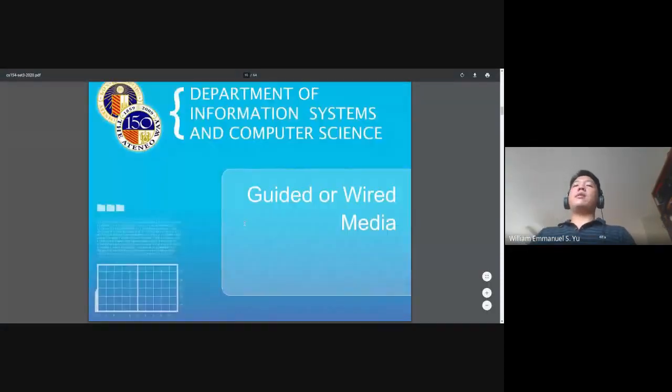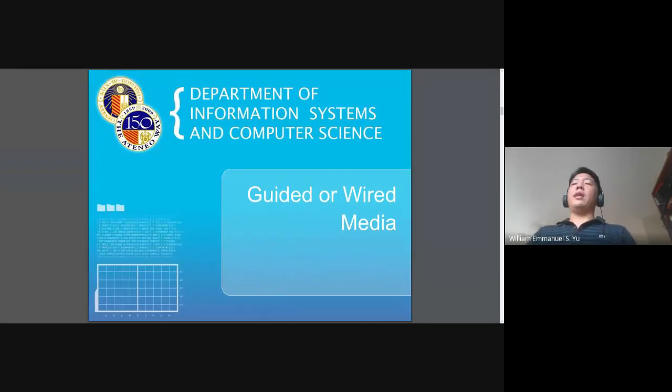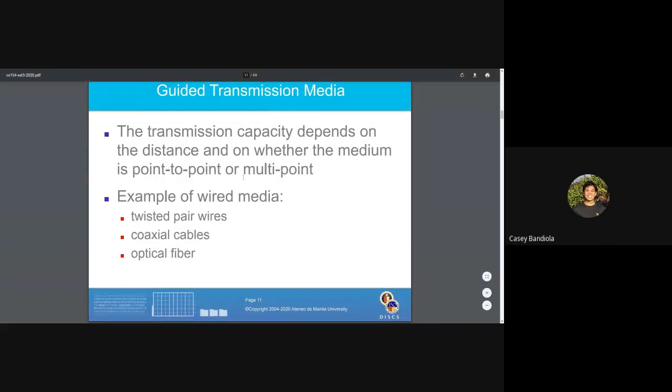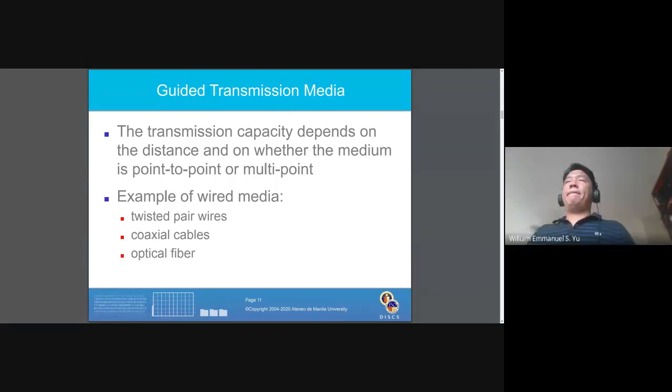Okay, now let us discuss more in detail about guided or wired media. Sir, I have a question. Oh, sige, go ahead. What about yung mga parang Wi-Fi modem na that can be both? So is it part of both?